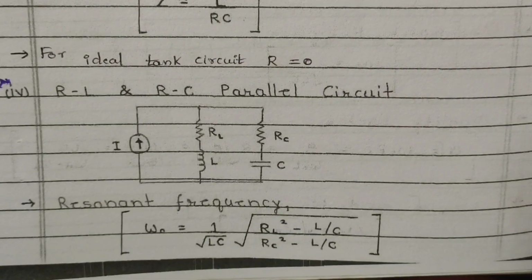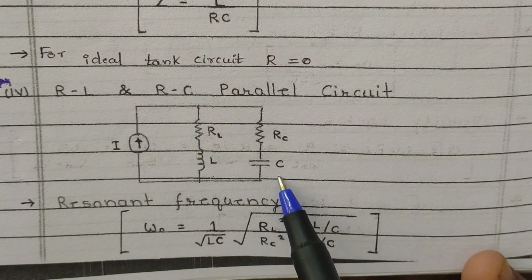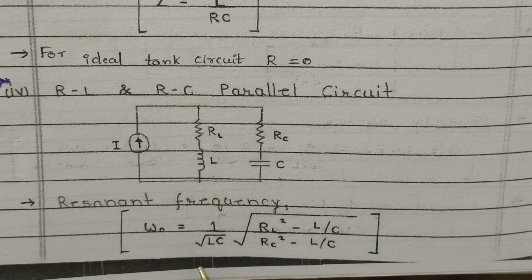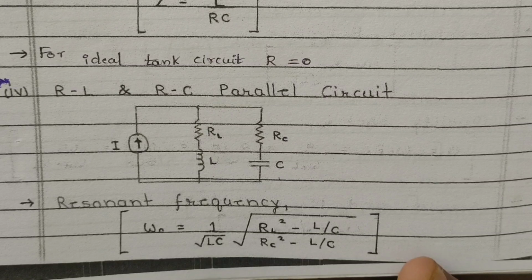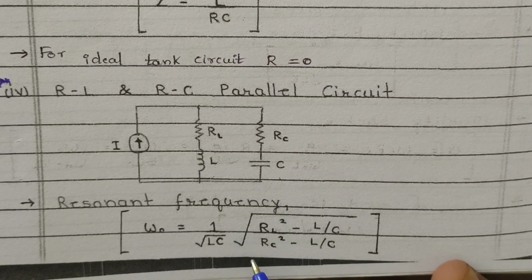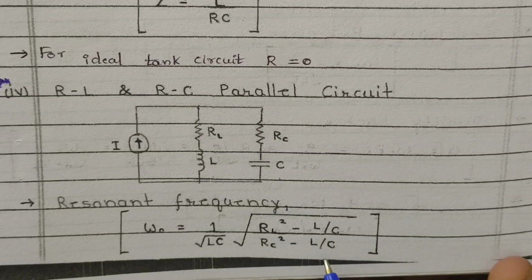RL and RC parallel circuit. If RL and L and RC and C are in parallel, the resonant frequency formula is, first you have to write omega naught is 1 by root LC under root of (RL square minus L by C) by (RC square minus L by C). Please keep in mind.